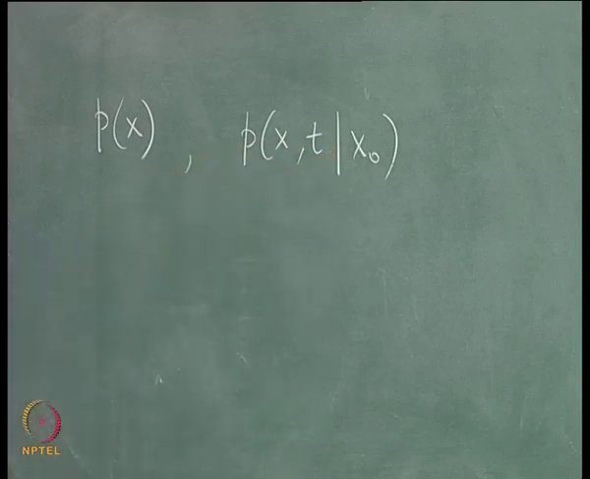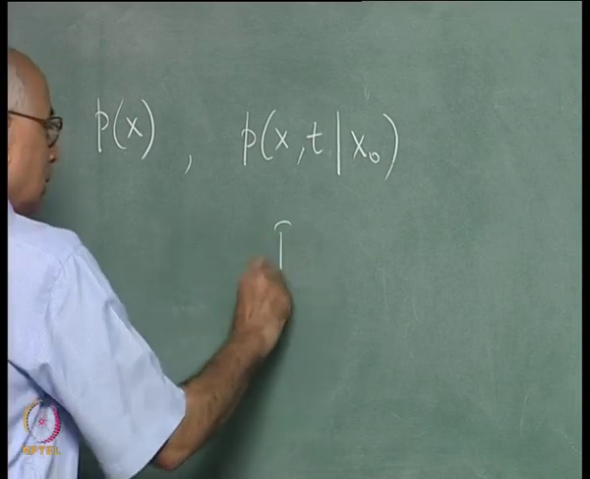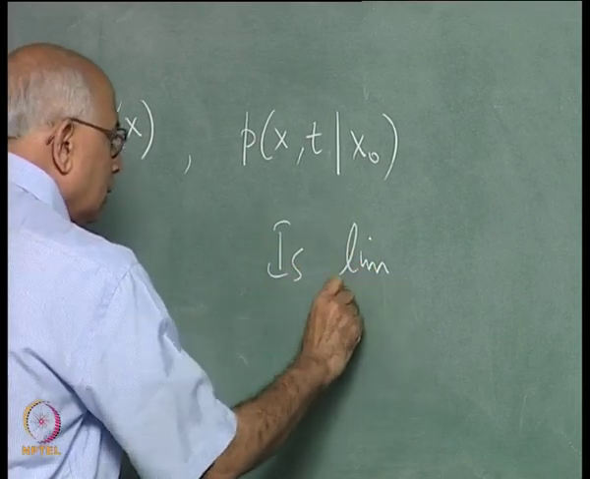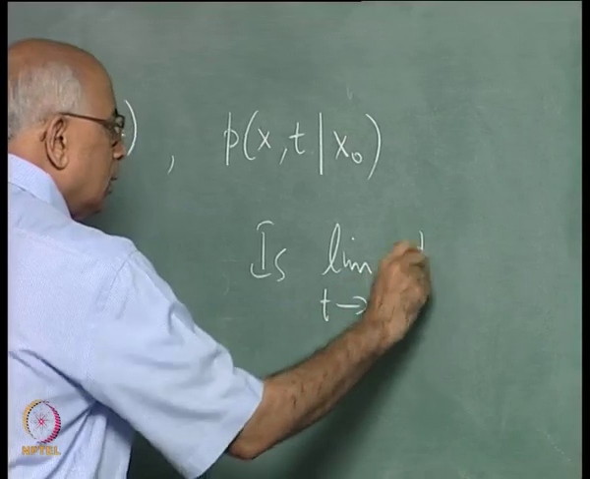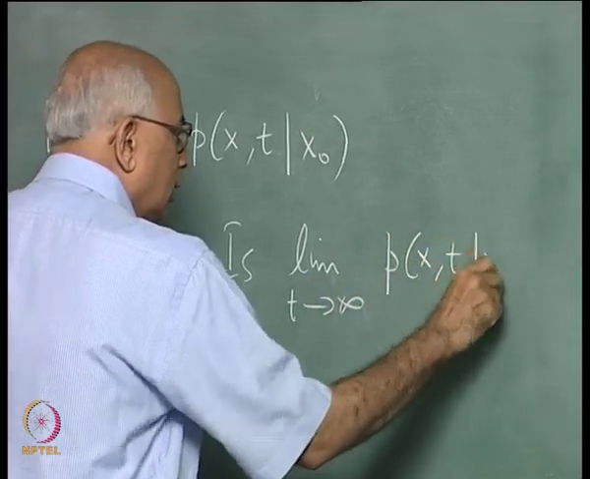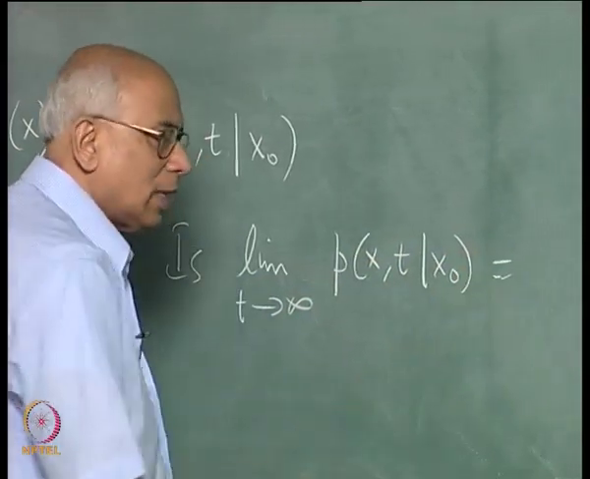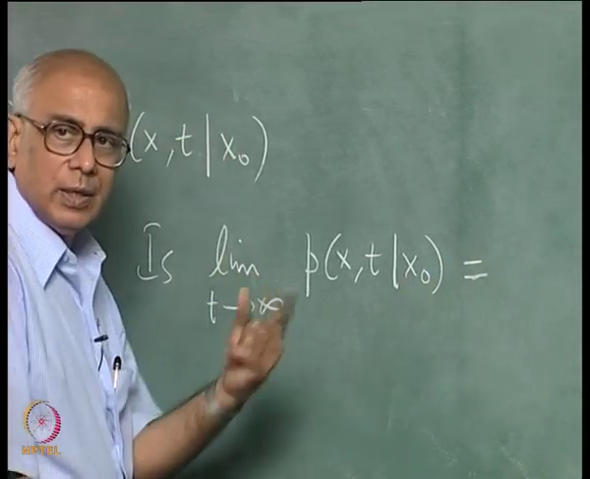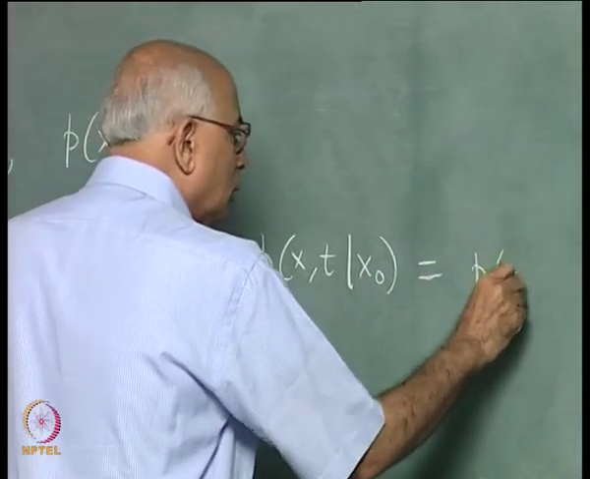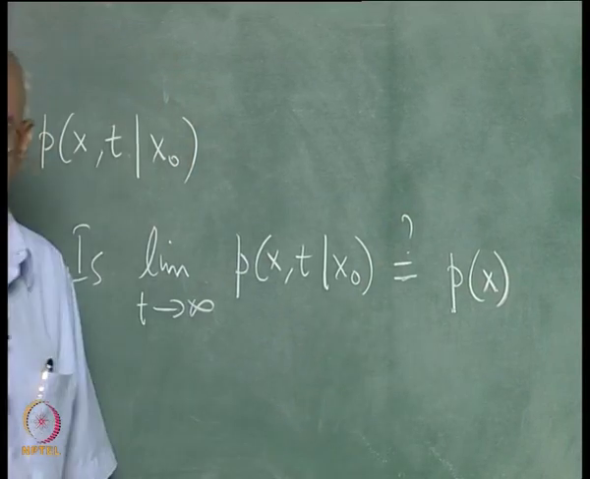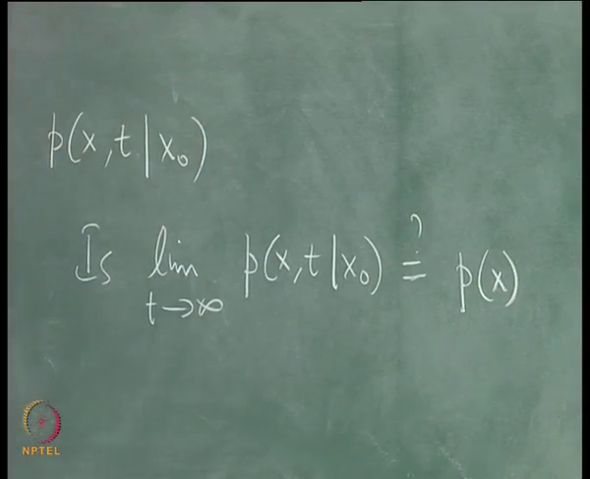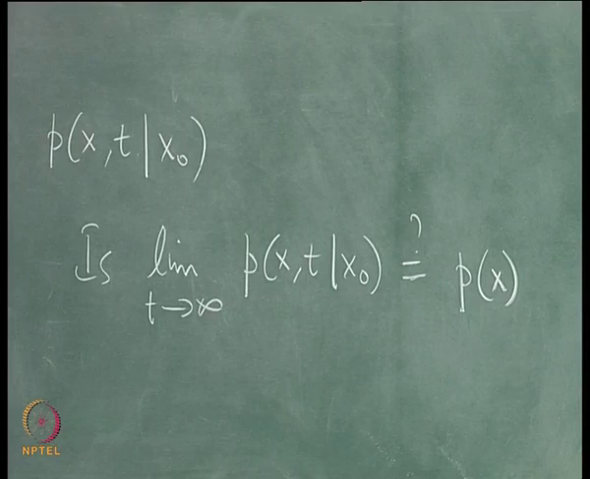Now the interesting question is, in the limit t tends to infinity, is p of x, t given x0 such that it loses memory of its initial condition and becomes equal to p of x or not? This is the question one asks always, and the statement I made was that if the system has a sufficient degree of mixing, then this is true.